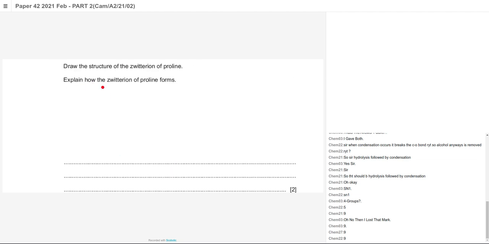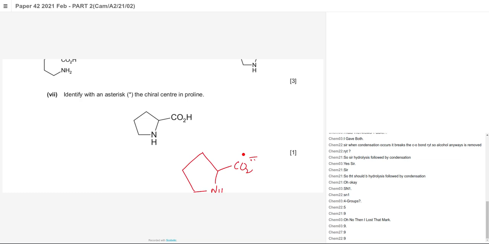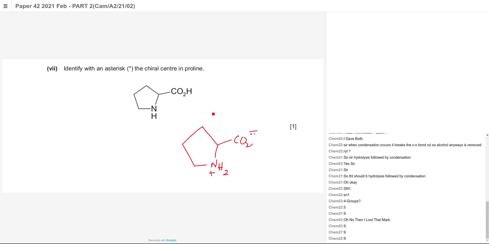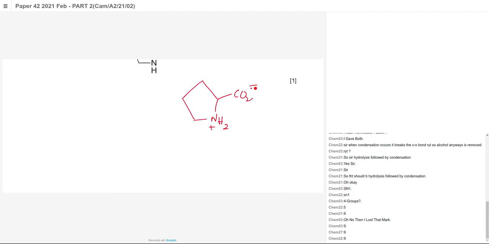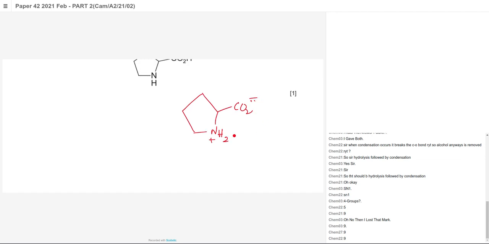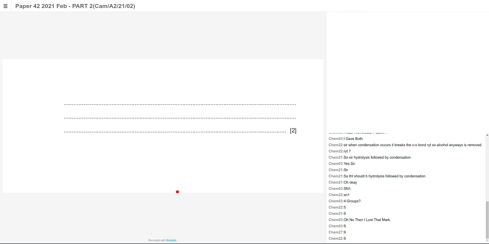This was drawn, and it says explain. So you can just explain. You can say the hydrogen of the carboxylic group deprotonates and the NH group protonates, or the hydrogen of the carboxylic deprotonates to the NH group. That is clear.